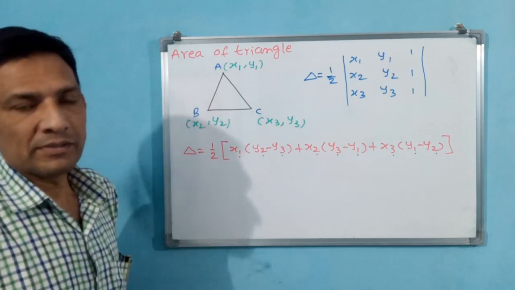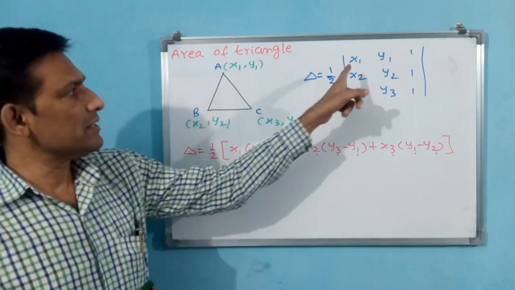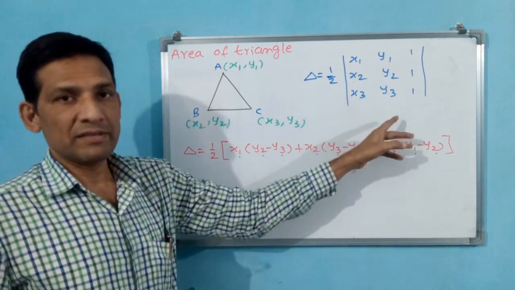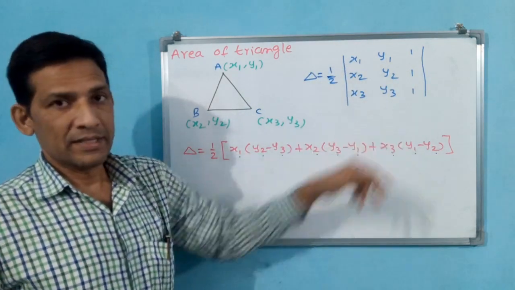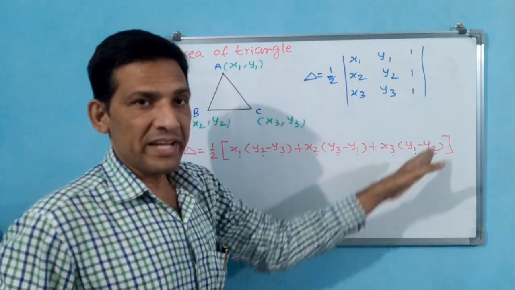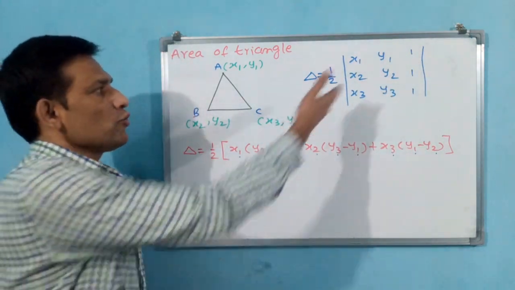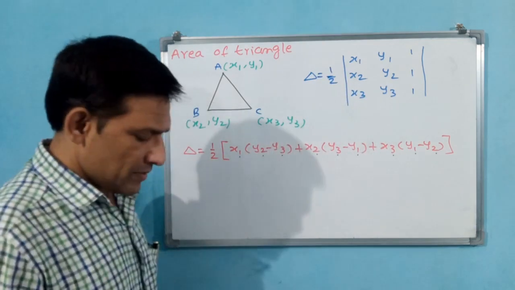You understand now? A, x1, y1. B, x2, y2. C, x3, y3. Like that you have to write. But the third column is pending. The third column 1, 1, 1 you keep. Okay. Now you can say that this is the area of the determinant.